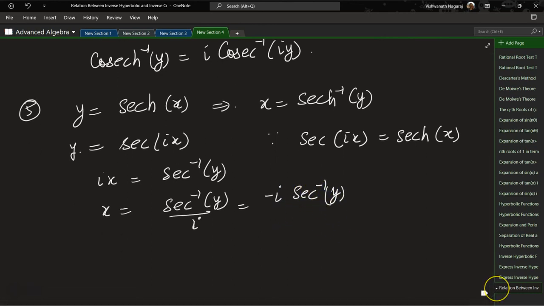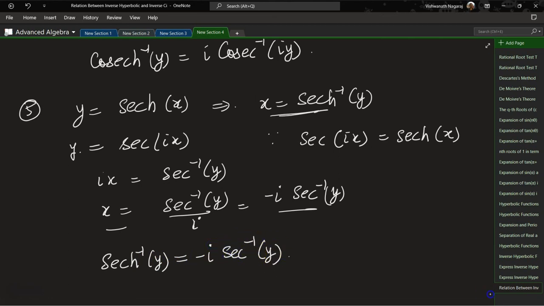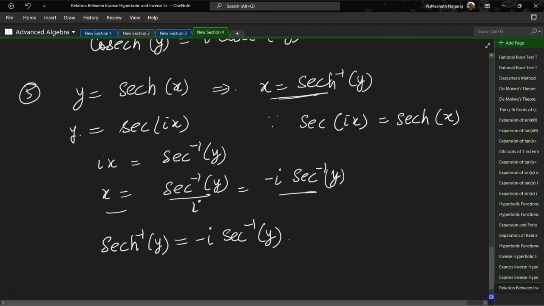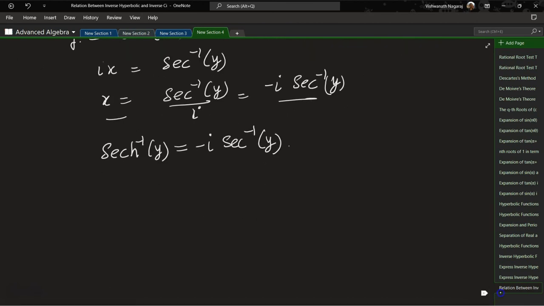So therefore this and this says that hyperbolic sec inverse of y is equal to minus i sec inverse of y. So that is the inverse hyperbolic sec and inverse sec relationship. Okay, now let's look at the last one, that is hyperbolic cot.